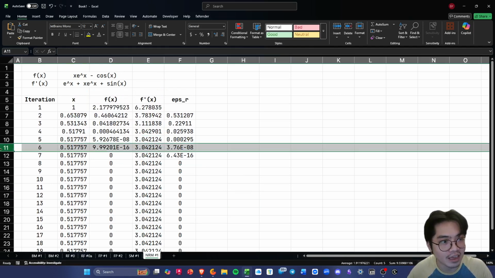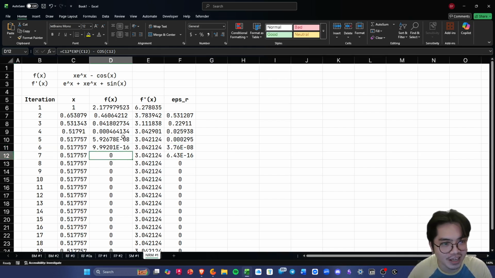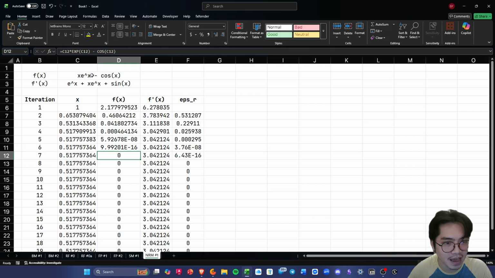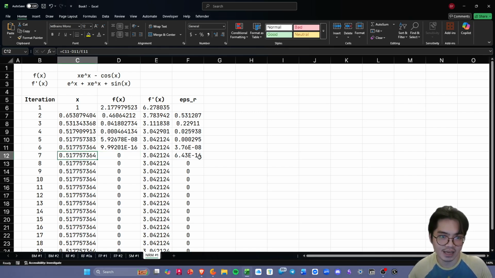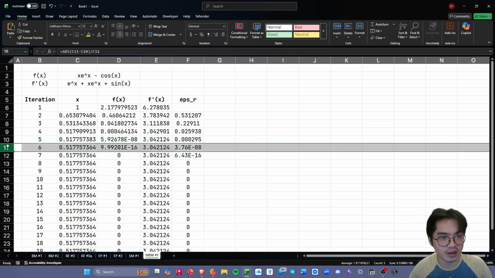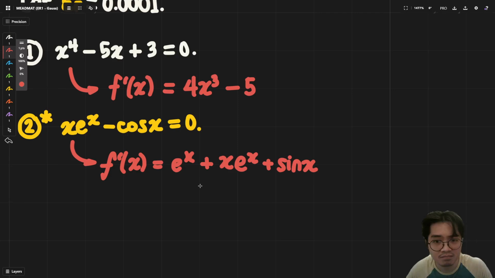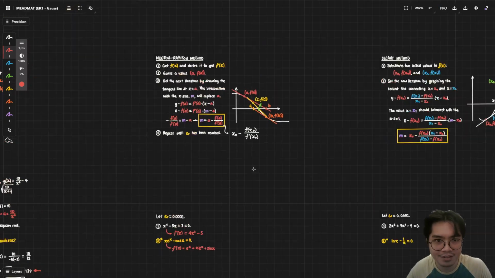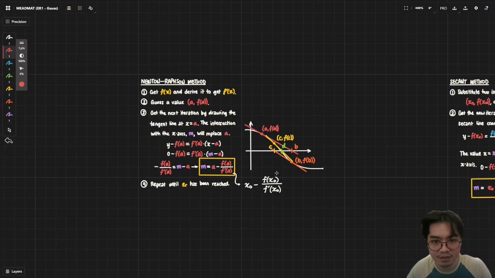At iteration 6, it's like, you know what, never mind. At iteration 7, never mind. It's already close enough, and that's our value: 5.517757. Notice that after iteration 6, the error is now way lower, at 10 raised to negative 8. There you go. Nothing else is to be said about the Newton-Raphson method, except that now we're going to go to the disadvantages.